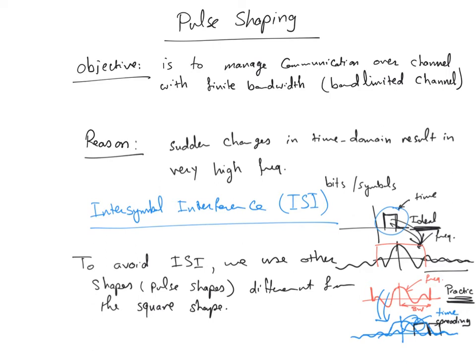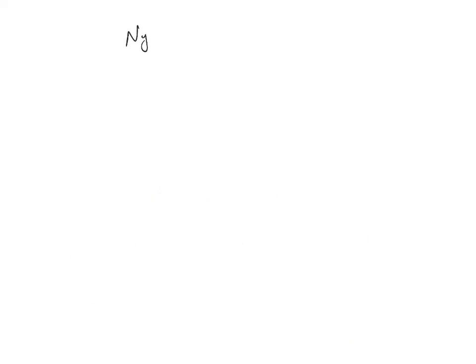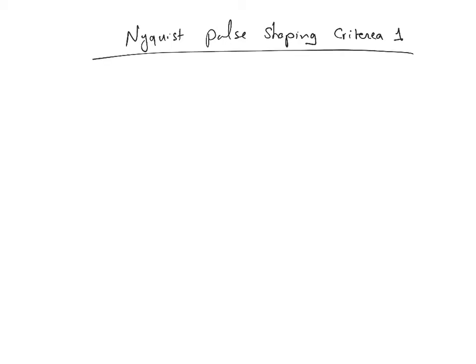So what's the suggestion? Nyquist has defined Nyquist pulse shaping criteria 1. Nyquist has defined several criteria, or several ways that you can use to basically achieve avoiding inter-symbol interference. Now the criteria one says that your pulse shape satisfies two things. Number one, two conditions together.